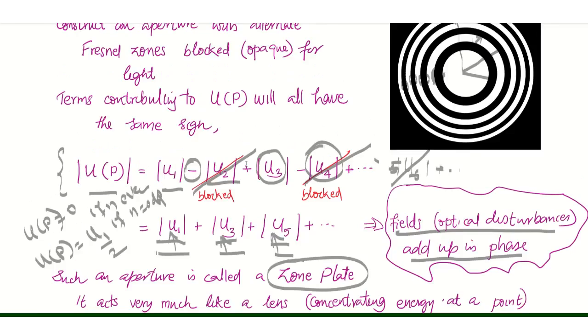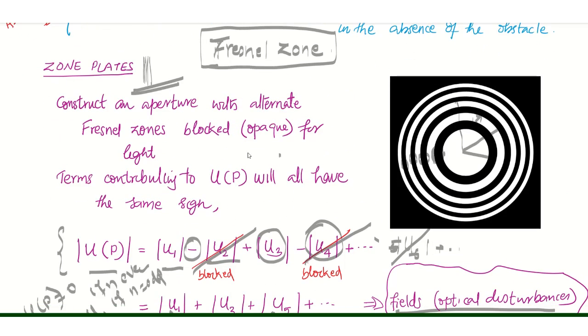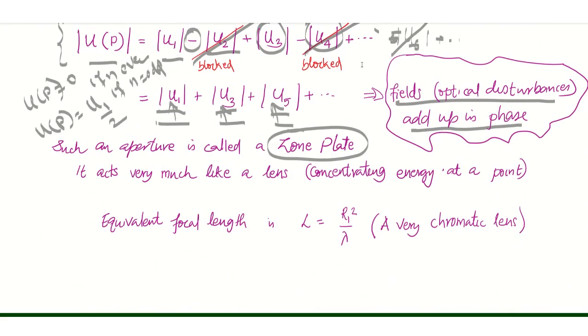What does a zone plate do? We have a point here, and the light is coming out of that point, and that point can be reproduced on the other side. These Fresnel zone plates can be used as converging lenses. It acts very much like a lens. What does a positive lens do? It concentrates energy, and the equivalent focal length is f equals r1 squared over lambda.